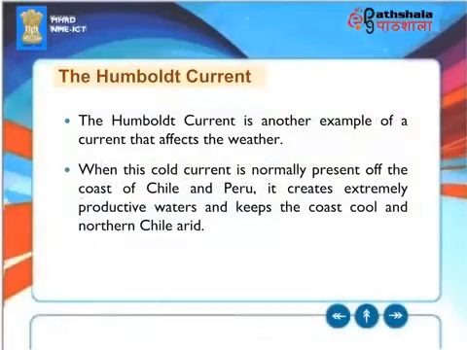The Humboldt Current. The Humboldt Current is another example of a current that affects the weather. When this cold current is normally present off the coast of Chile and Peru, it creates extremely productive waters and keeps the coast cool and northern Chile arid.